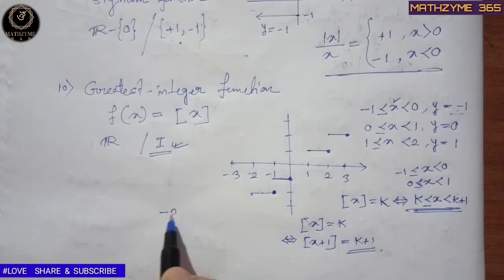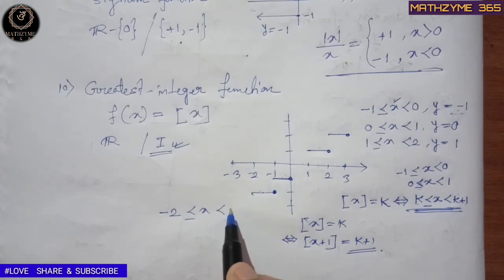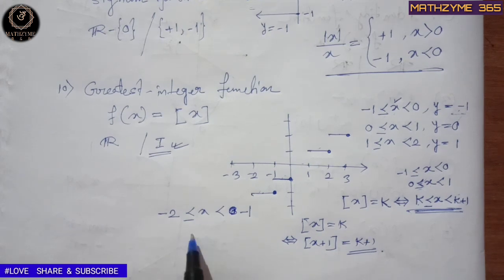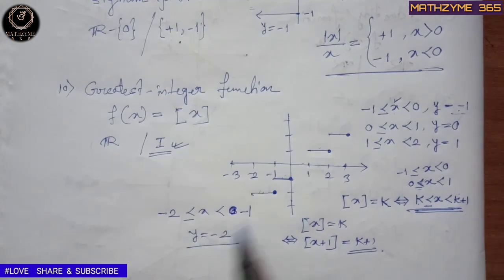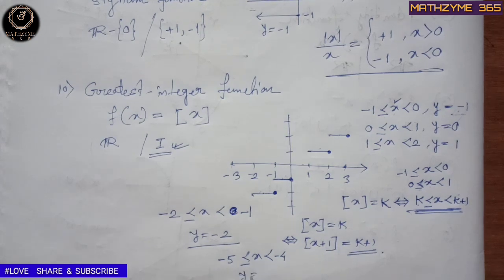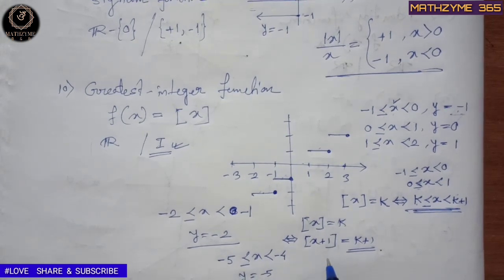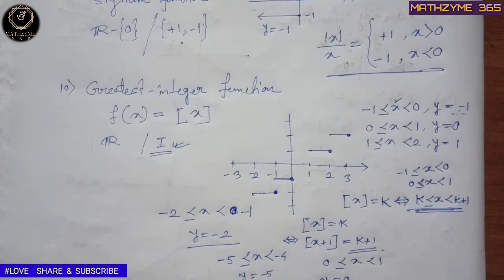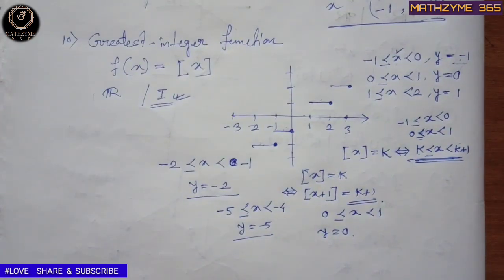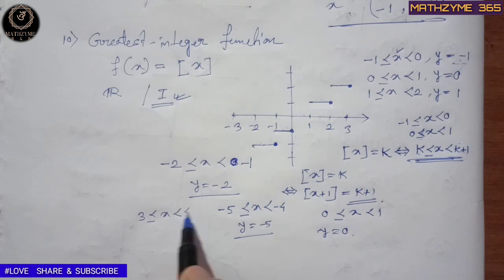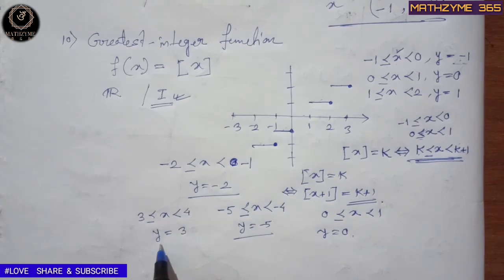That means if the range you have is minus 2 less than or equal to x less than minus 1, then what is the value of y? The value of y equals minus 2. If you have minus 5 less than or equal to x less than minus 4, then the value of y equals minus 5. If you have 0 less than or equal to x less than 1, then the value of y equals 0. So this is the greatest integer function or box function. If you have 3 less than or equal to x less than 4, then what is the value of y? The value of y equals 3.